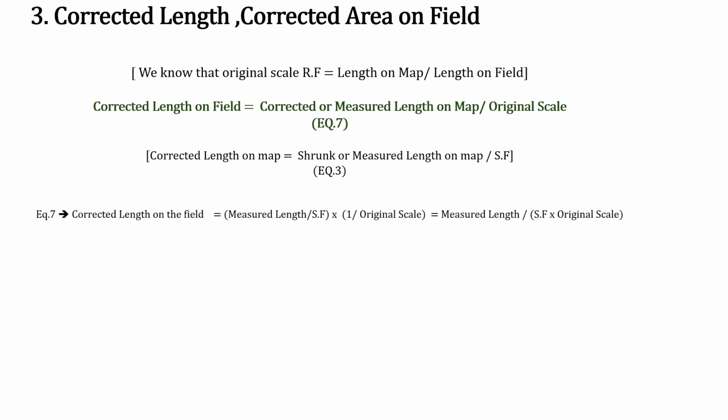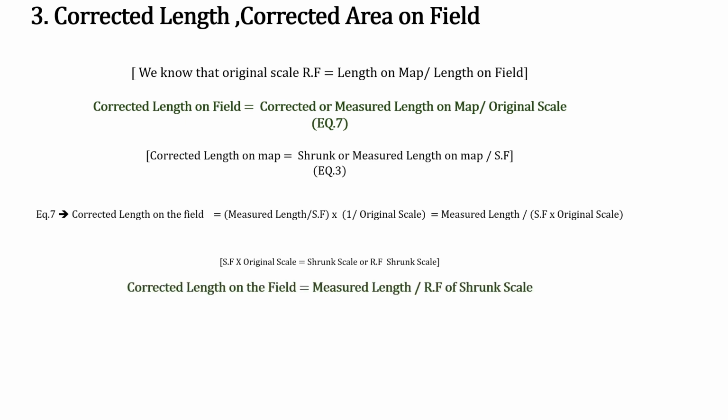This gives corrected length on field is equal to measured length divided by SF multiplied by 1 by original scale. This gives measured length divided by SF into original scale. But we know that SF into original scale is shrunk scale or RF of shrunk scale. Hence we get the final equation as corrected length on the field is equal to the measured length divided by RF of shrunk scale. Similarly, corrected area on field is equal to measured area divided by the square of RF of shrunk scale.